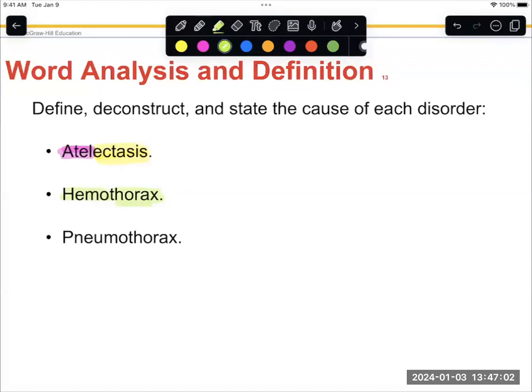Pneumothorax. This is the entry of air into that pleural space. What causes it can be spontaneous, it can be unknown, or it can result from trauma, like a fractured rib, stab wound, gunshot wound. So the combining form is pneumo for lung or air.